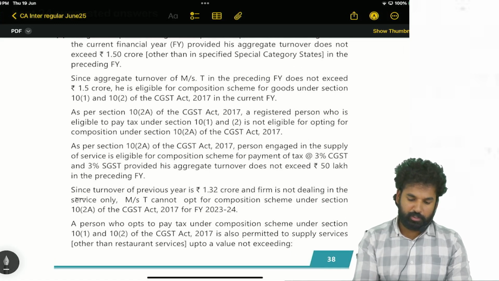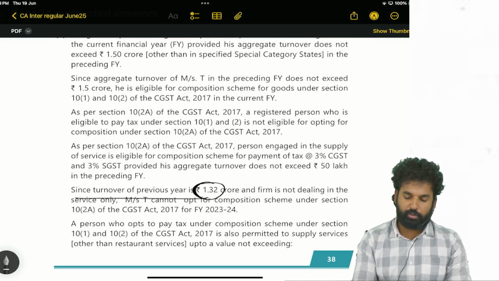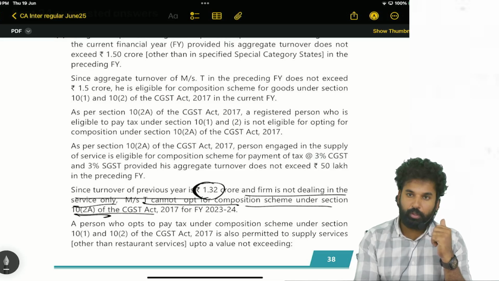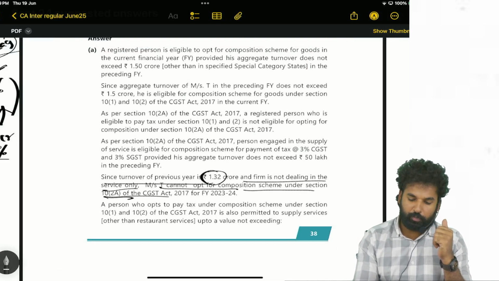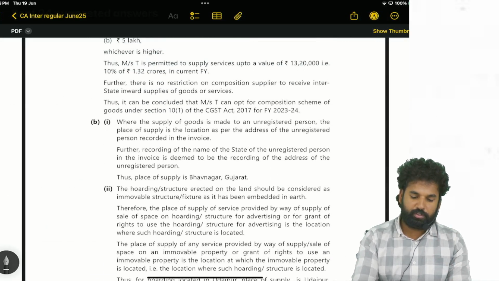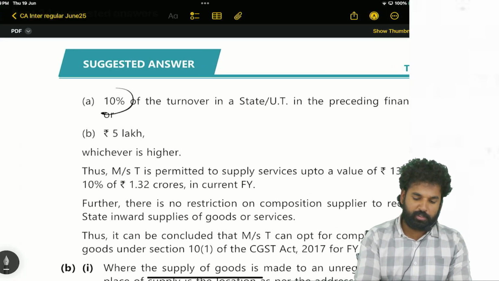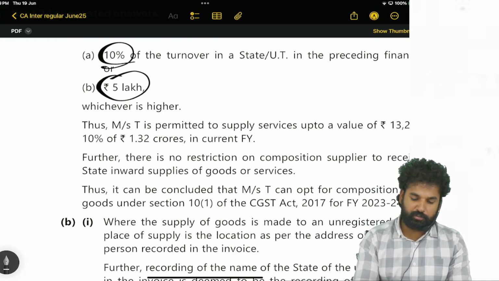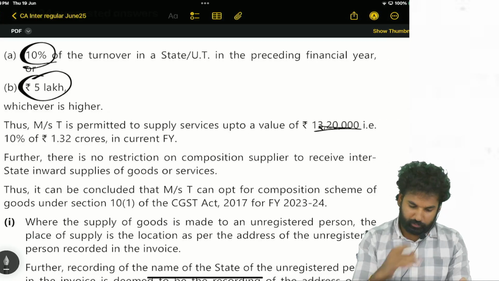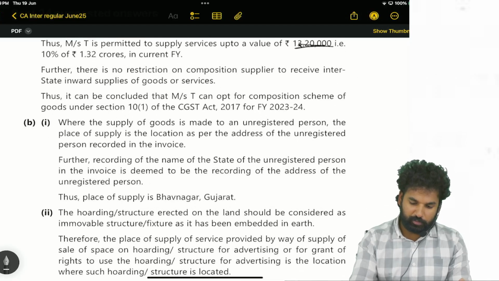Here the conclusion is, since turnover of the previous year is 1.3 crores, the firm is not dealing in services only. It cannot opt for composition scheme under 10.2a. So they can opt for 10.1 and 10.2. It is also permitted to supply services other than restaurant up to a value not exceeding how much? Not exceeding 10% of the turnover or 5 lakhs, whichever is higher. That is 13.2 lakhs. But here it is 6.2 lakhs.